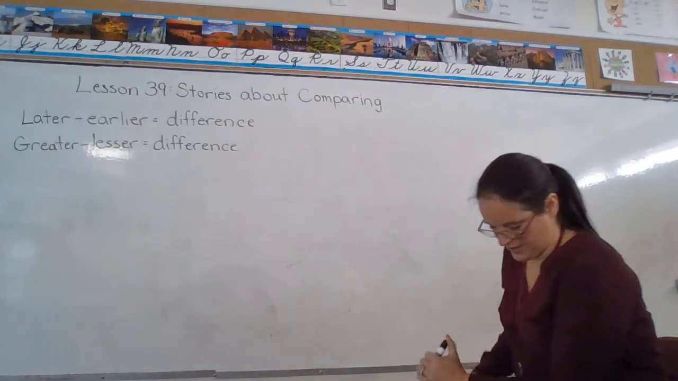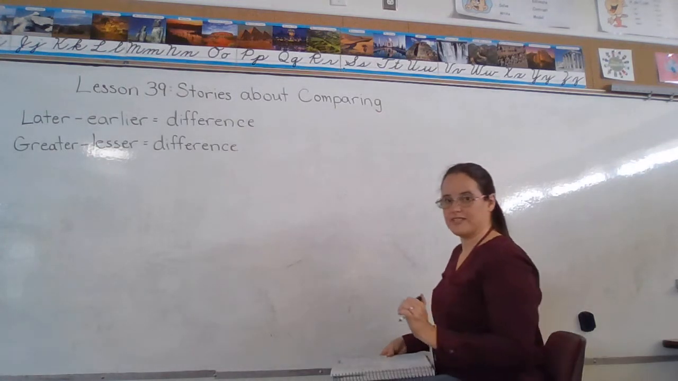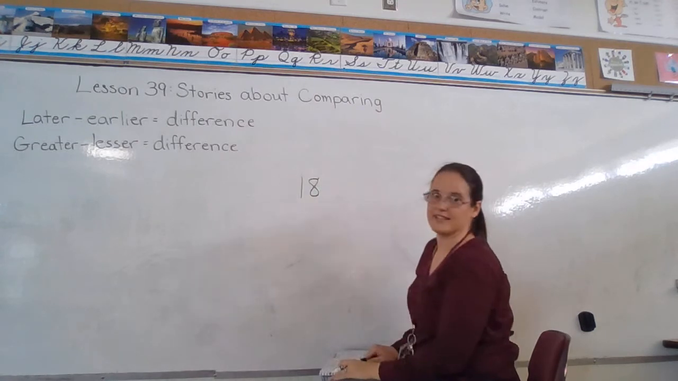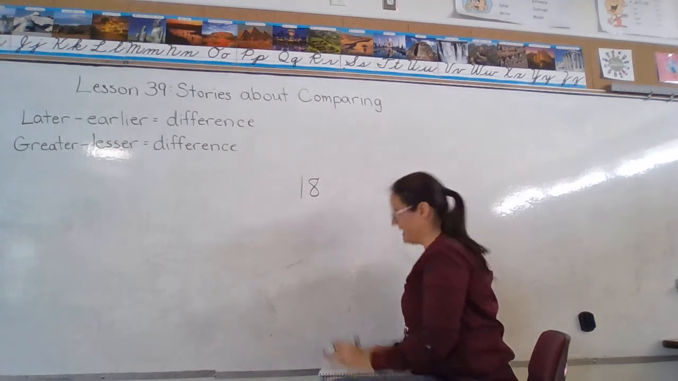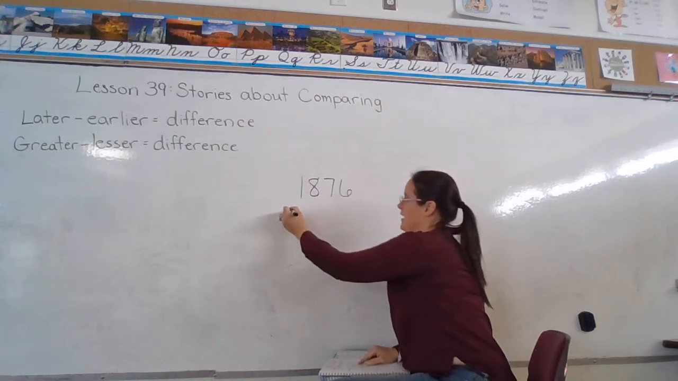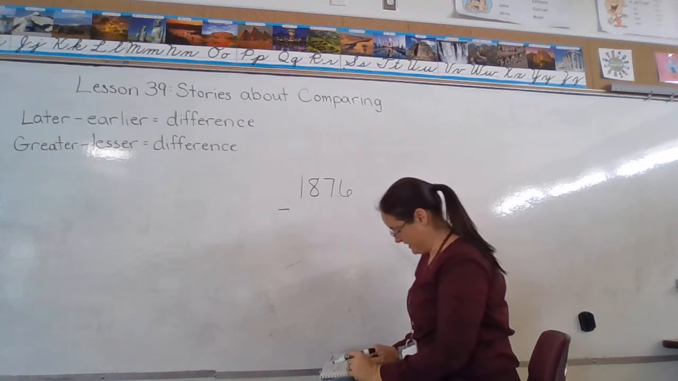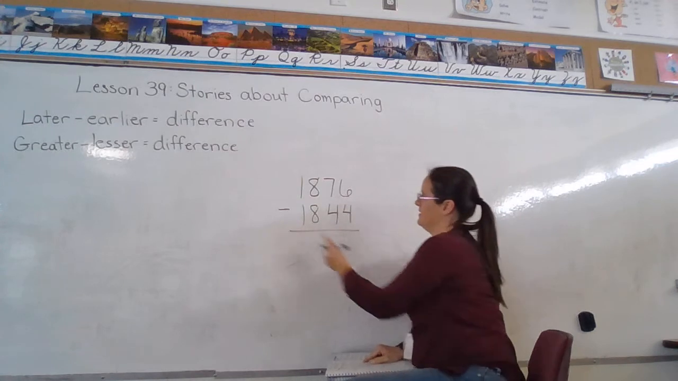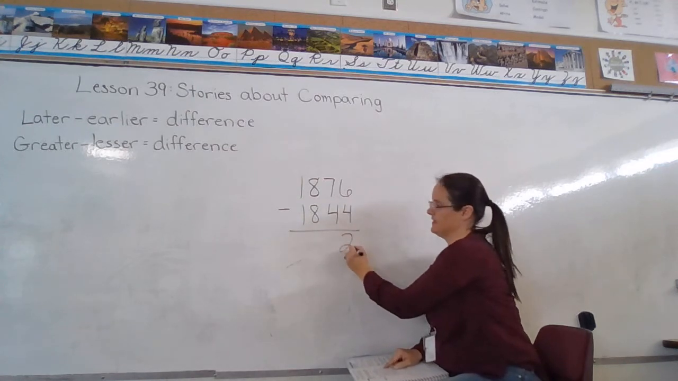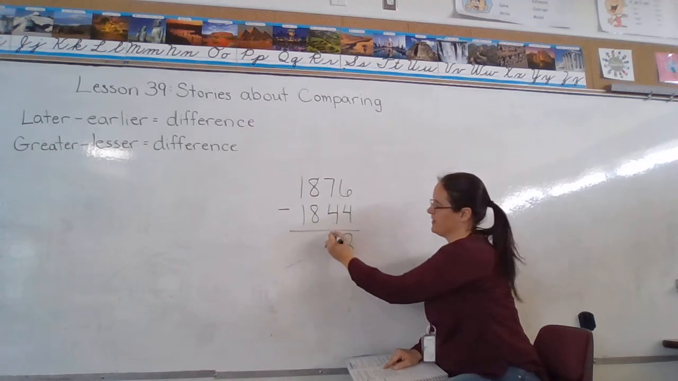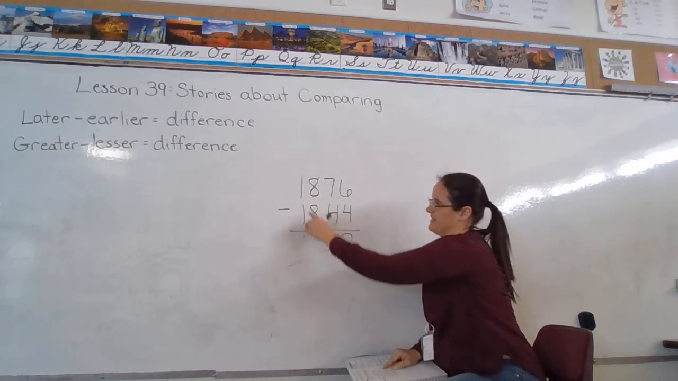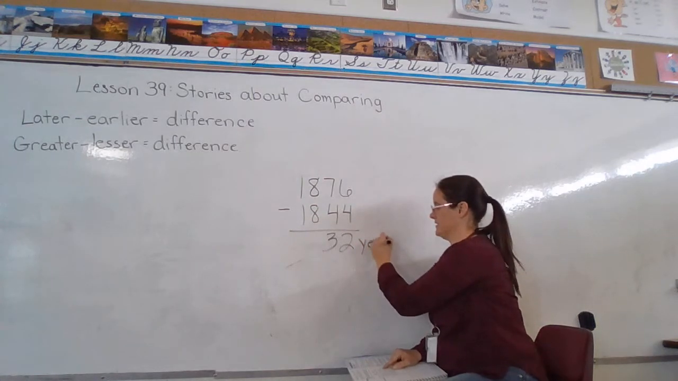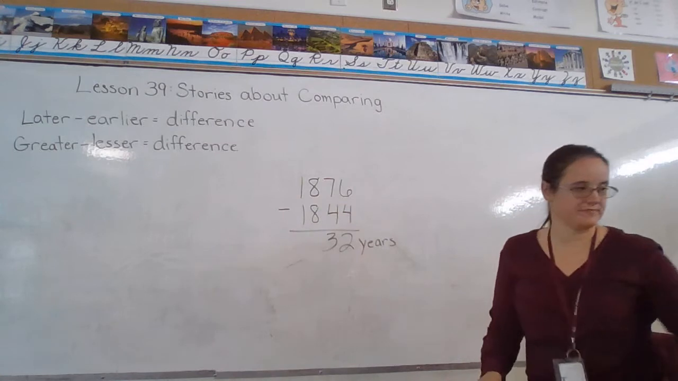Okay. So first we have to determine when was the later time. That would be the telephone, I'm sorry, I said that wrong, in 1876 minus the earlier time, which would be the telegraph in 1844. 6 minus 4 gives us 2. 7 minus 4 gives us 3. 8 minus 8, 1 minus 1, nothing. So 32 years is our answer to A.